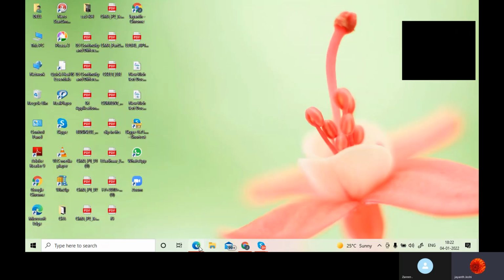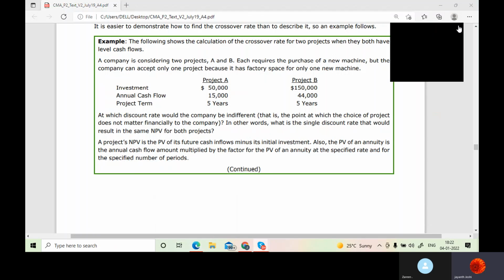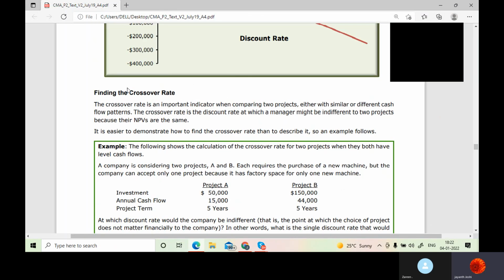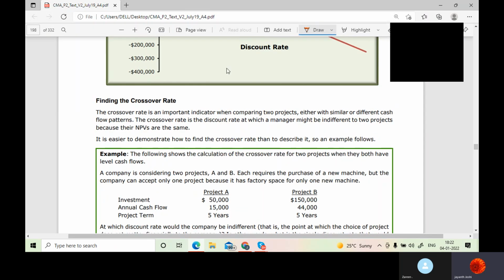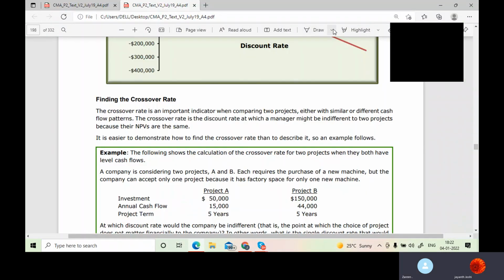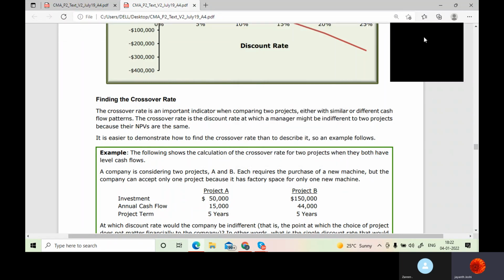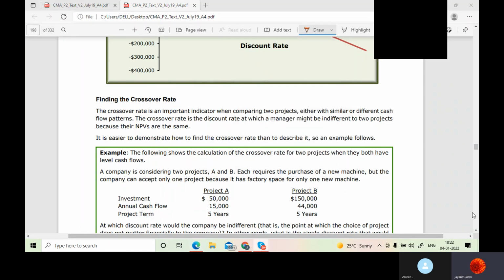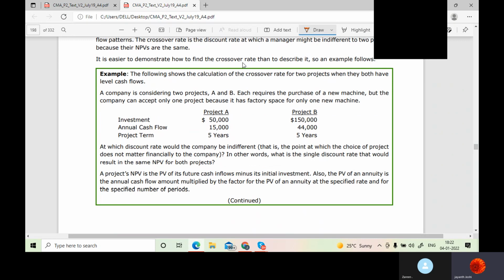Okay, so let's go with the topic called crossover rate today. Yesterday we have graphically seen what really is the crossover rate. Today we are going to practically find this particular crossover rate. Now let's see how to find out the crossover rate for a project. It's an important question. Let's say there are two projects here.